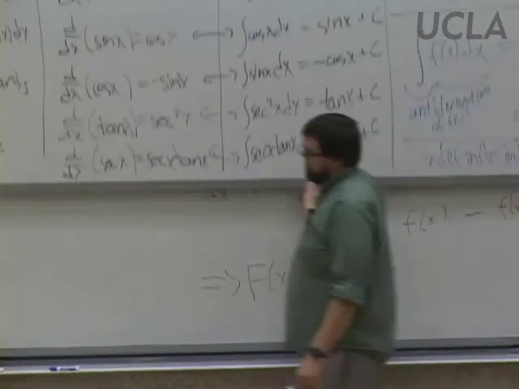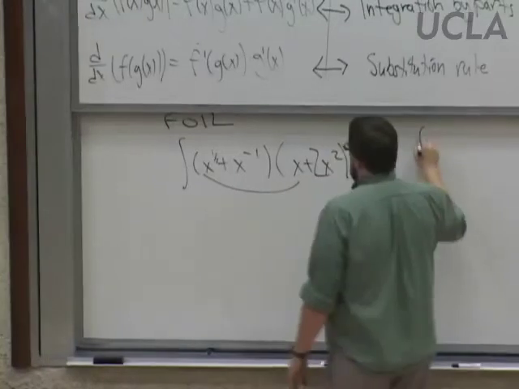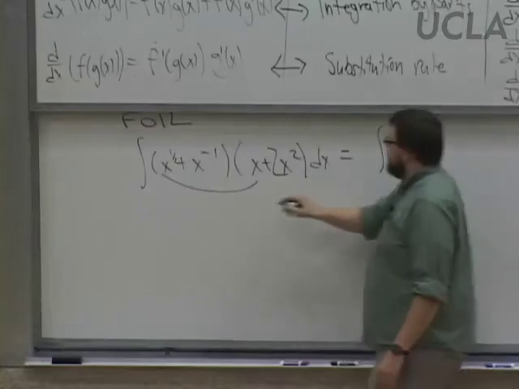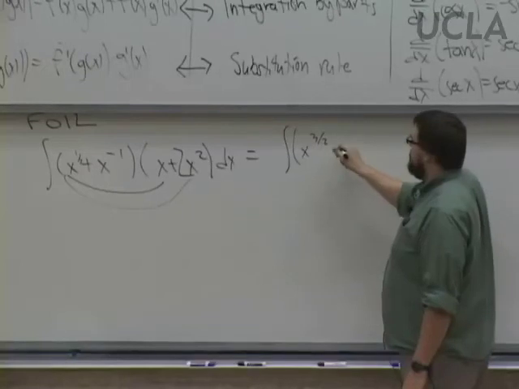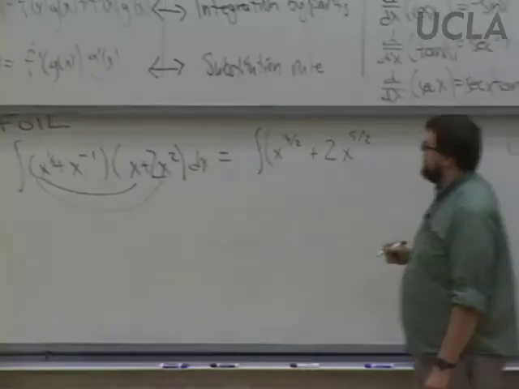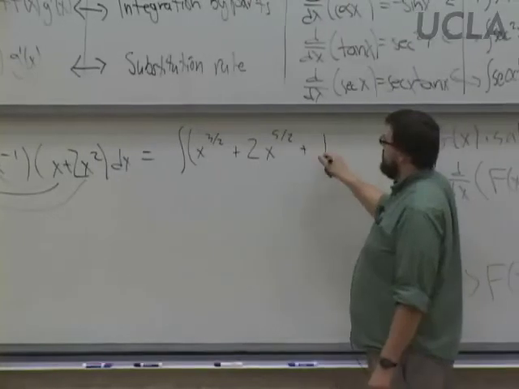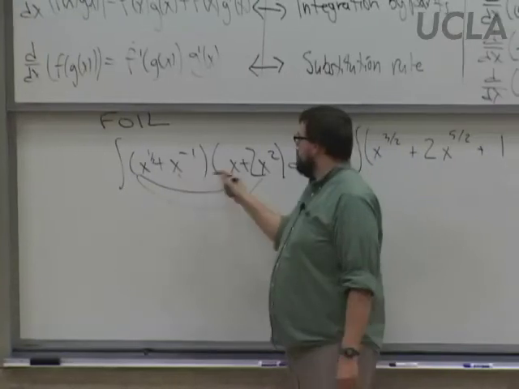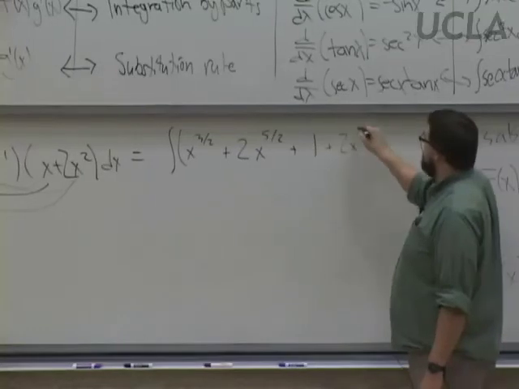All right. So I multiply the first two terms together. x to the 1/2 times x is x to the 3/2. That's the first terms. The outer terms, 2x squared times x to the 1/2, will be plus 2x to the 5/2. x to the negative 1 times x is just 1, and that's the inner terms. And finally, the last terms, x to the negative 1 times 2x squared, is plus 2x, dx.